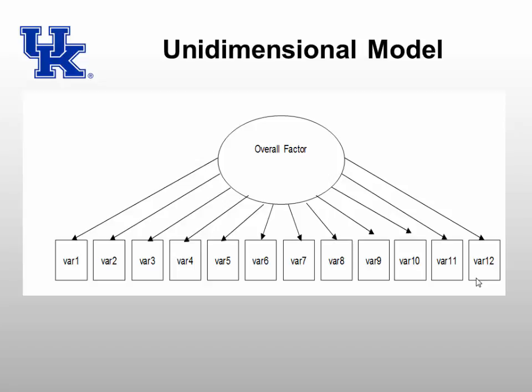This is a unidimensional model, so this is our imaginary scale. It's got 12 items, those boxes along the bottom. They're all set to load onto this overall factor. The overall factor explains the covariation amongst the items, the most basic of models, right?